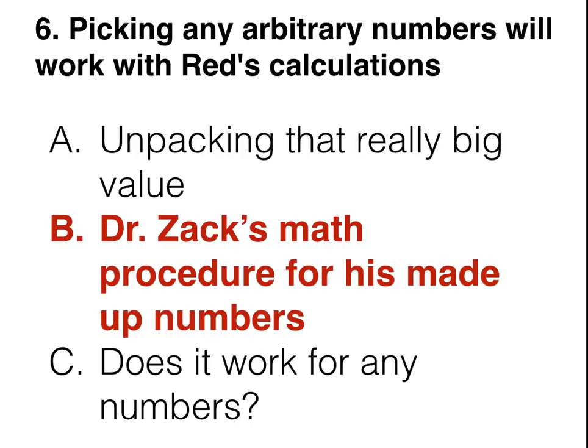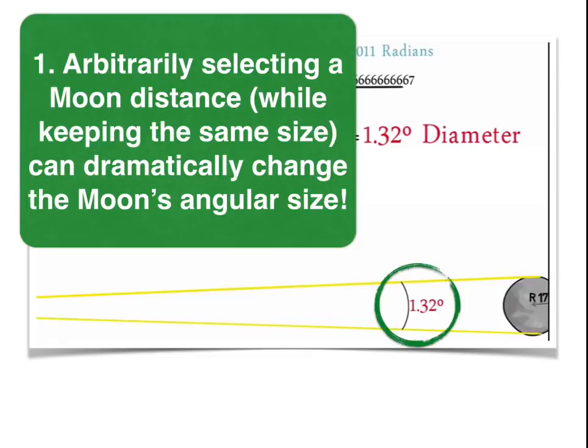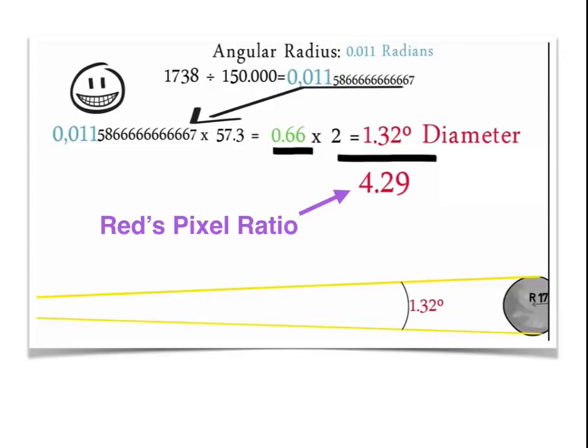Now let's go through your procedure using your made-up numbers. One thing that you do is you arbitrarily change the distance to the moon while keeping the moon the same size, the same diameter. And this dramatically changes the moon's angular size in our sky. Now this doesn't make any sense. 1.32 degrees, that's almost 3 times as big as the moon appears in our sky. I think somebody would notice. So you can't just arbitrarily change the distance to the moon, right?